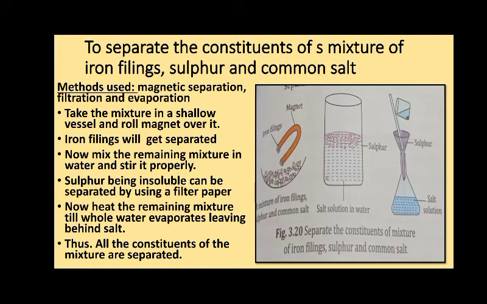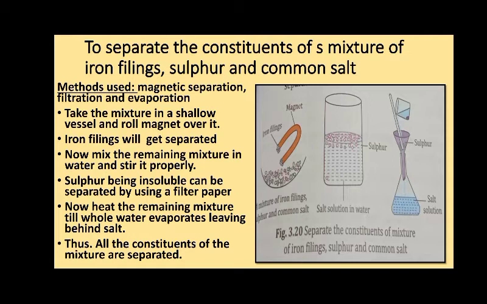The second example is to separate the constituents of a mixture of iron filings, sulfur and common salt. So my dear students, we will take the mixture. The methods that we are going to use here are magnetic separation, filtration and evaporation. One component of the mixture is a magnetic substance that gets attracted towards the magnet, that is iron filings.